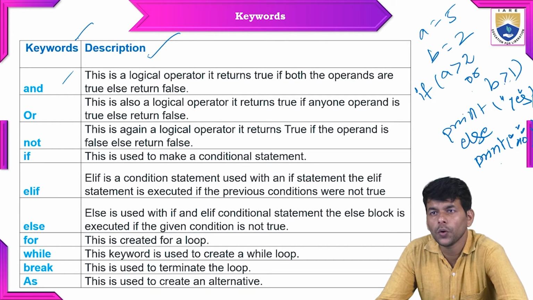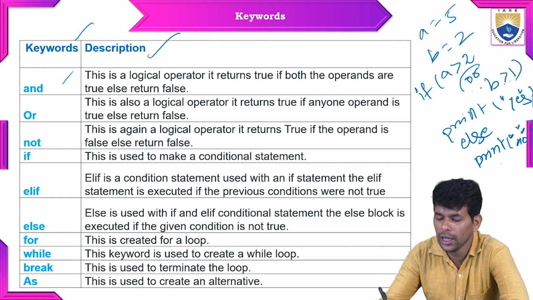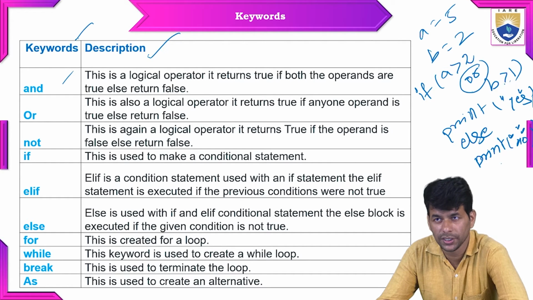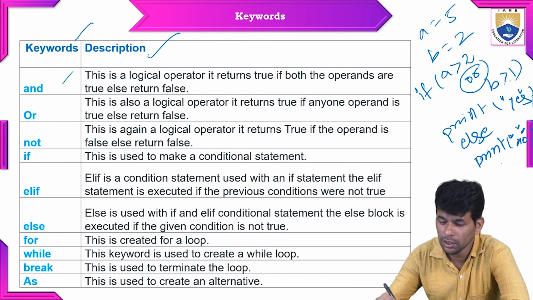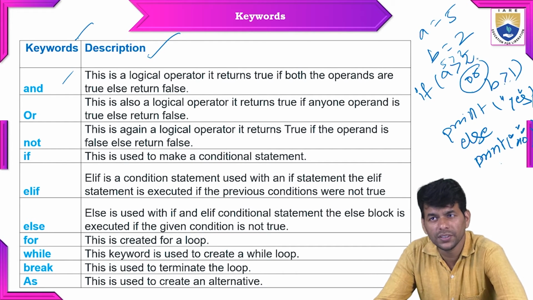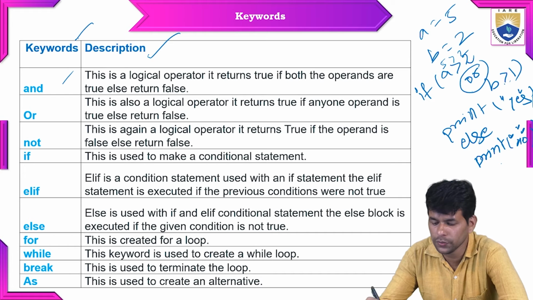Here I am taking one program about the logical OR operator. What is the use of the logical OR operator? We will see here. A equal to 5 and B equal to 2. We are comparing here. What is the A value? The A value is 5. Is 5 greater than 2? No, it is false. Next one is B greater than 1. What is the B value here? The B value is 2. Is 2 greater than 1? That means it is true.